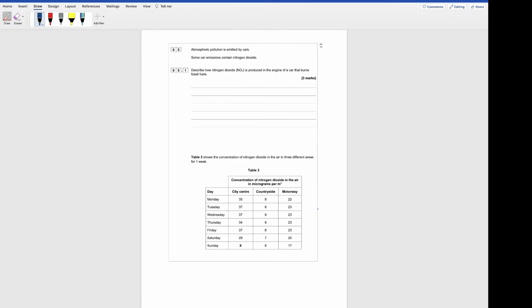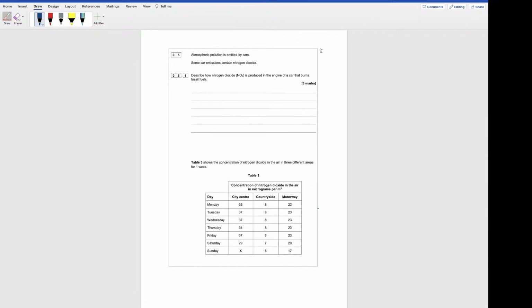Right, second to last question now. Atmospheric pollutants or pollution is emitted by cars. Some car emissions contain nitrogen dioxide. Describe how nitrogen dioxide is produced in the engine of a car that burns fossil fuels. Right, so nitrogen is basically an impurity that we have in fuel. When we put petrol in our car, it will contain some nitrogen. And what happens is that under high temperature and pressure, that nitrogen impurity reacts with oxygen and makes NO2.